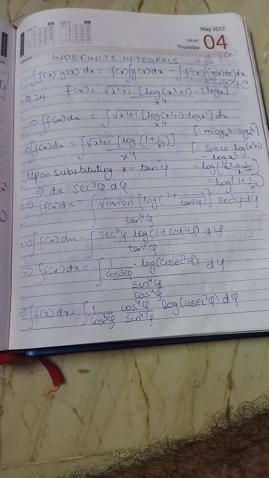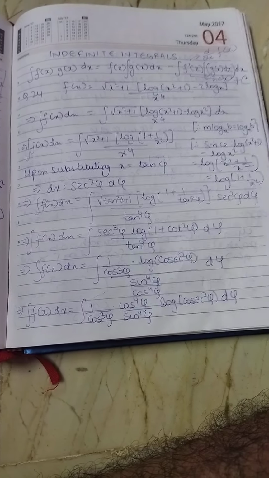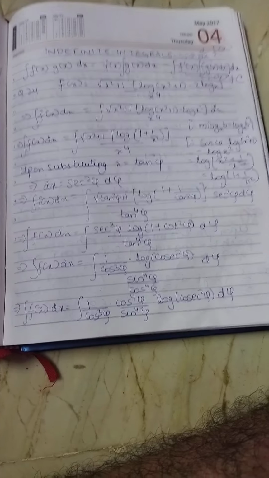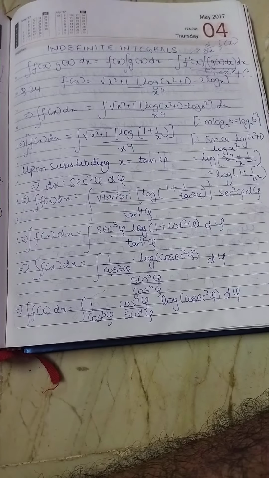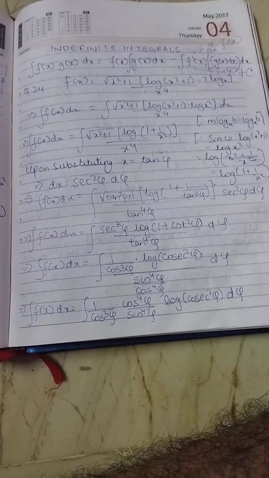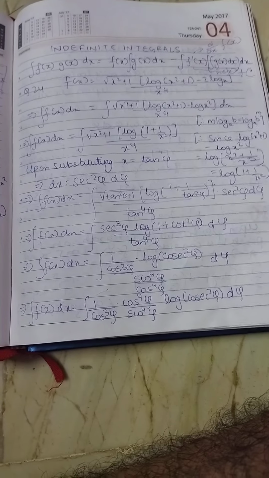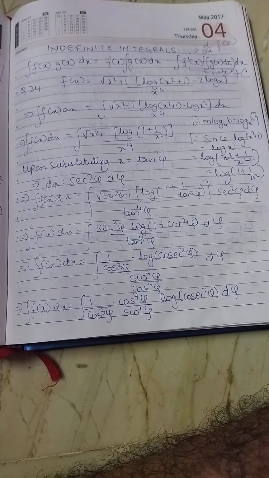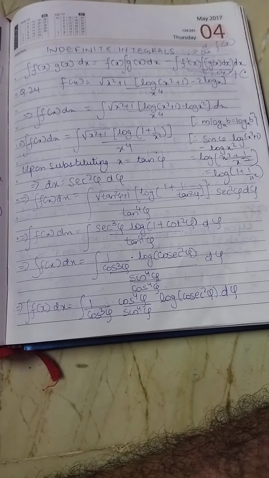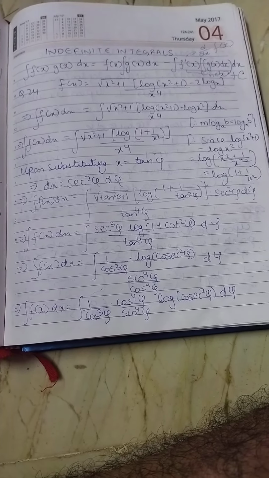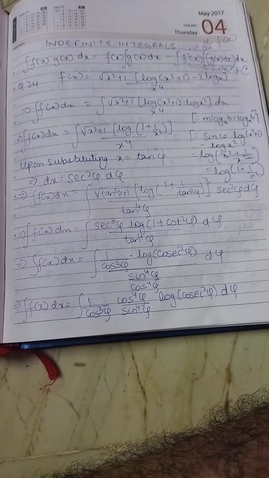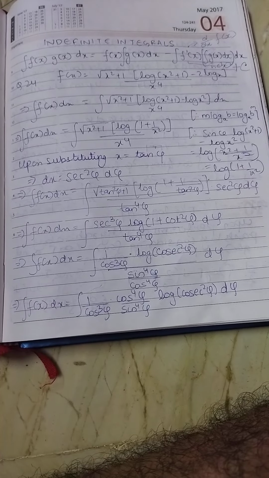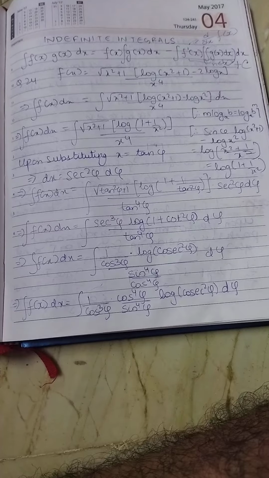That implies integral of f of x dx is equal to, I simply substitute x by tan phi. So on the same lines of procedure, I obtain integral f of x dx is equal to the indefinite integral of root over of tan square phi plus 1 times log of 1 plus 1 by tan square phi, divided by tan to the power 4 phi, times, now I have to substitute dx.